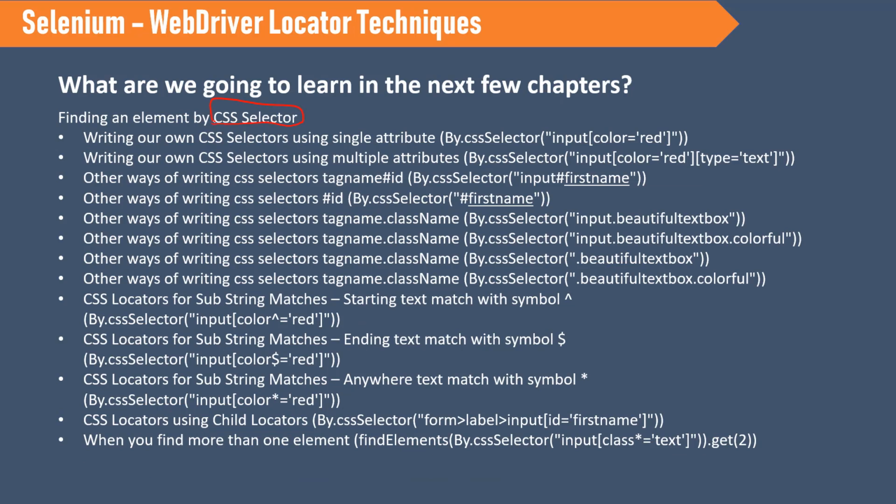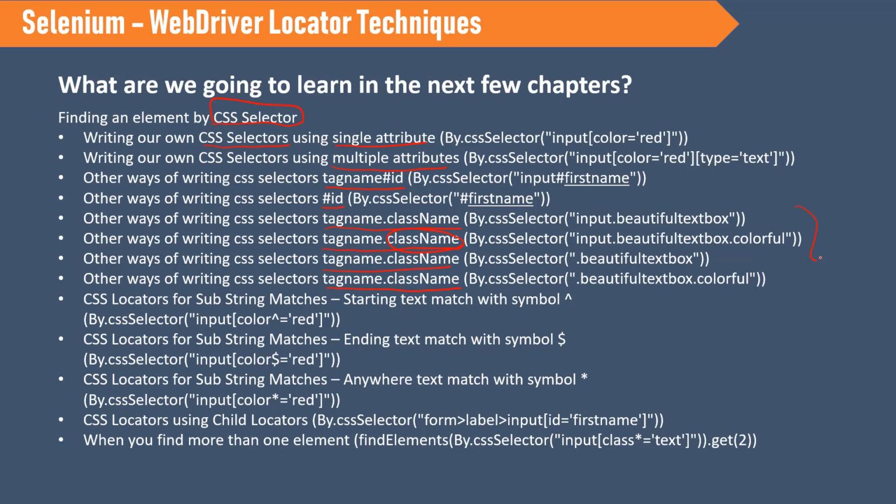If we use CssSelector, there are different ways to create these CssSelectors, and we can use that to locate the elements. So how to write our own CssSelector using a single attribute, we will see this one, and also using multiple attributes. We will also see how to create a CssSelector with tagName, hash ID, and by using just hash ID, and by using tagName.className, and also tagName dot ClassName, but we will use different class names here in this one, and different ways of creating using tagName dot ClassName.